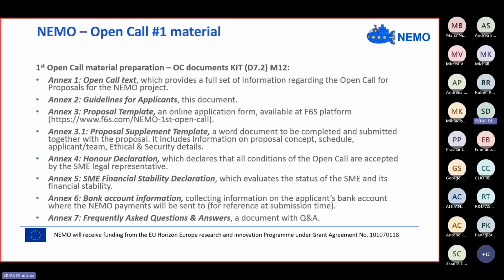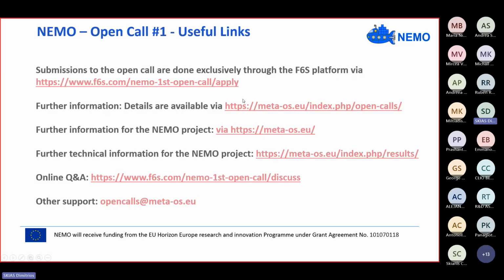There is also the associated documentation that is needed and will be used by you once you prepare the application through the F6S platform. As you can see here on the third bullet, the applications will be supported by the F6S platform, and this is our page here. I have the links in the following slide. Through the site, you can, of course, apply and start your application, gathering the material needed. It is on the F6S platform, and our page is the NEMO first open call.